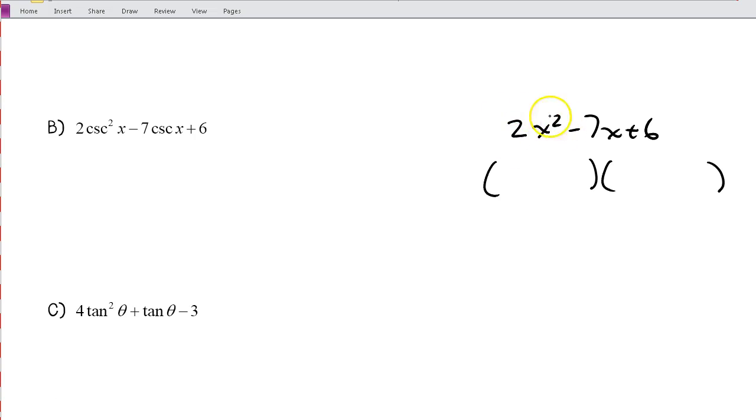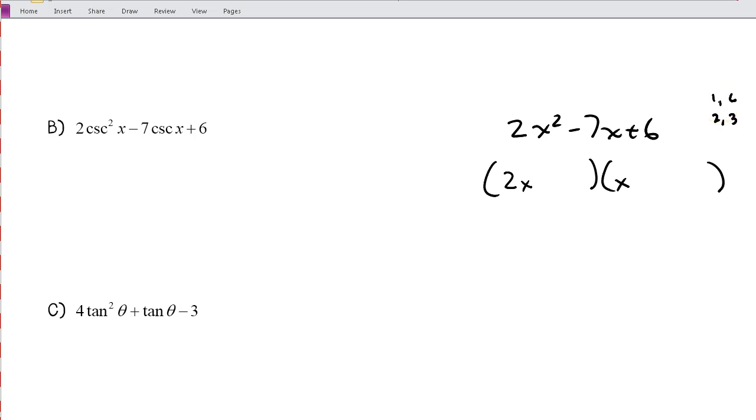So I know my squared term is 2x squared, so I know I have to have a 2x and an x, and I know that my constant term is a 6, so I can either have a 1 and a 6, or I can have a 2 and a 3. And normally I'll just do it by trial and error and see what works.